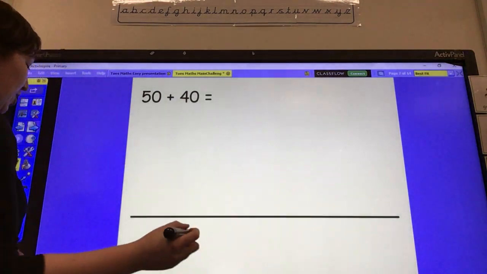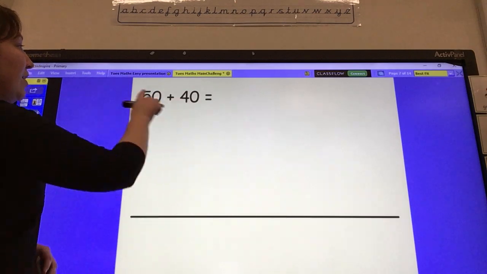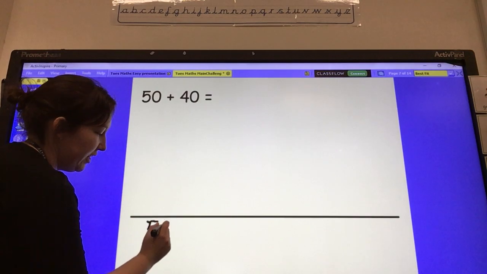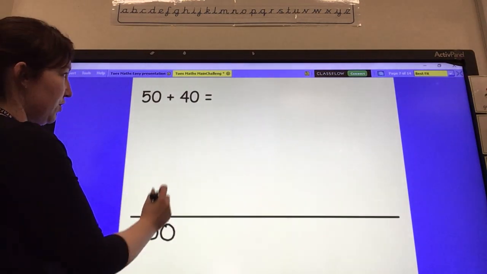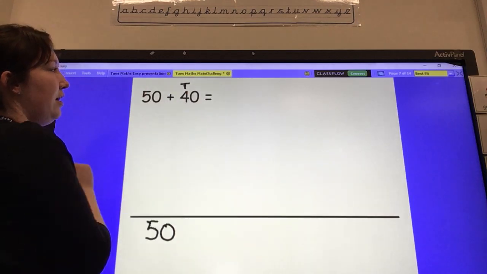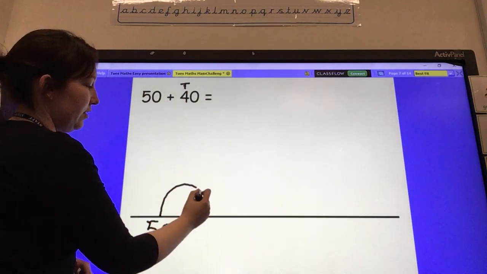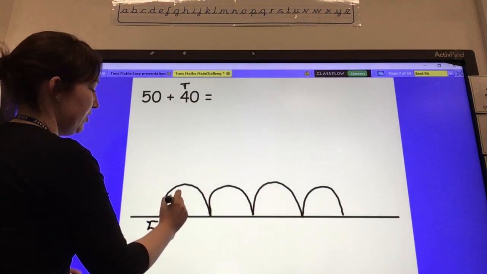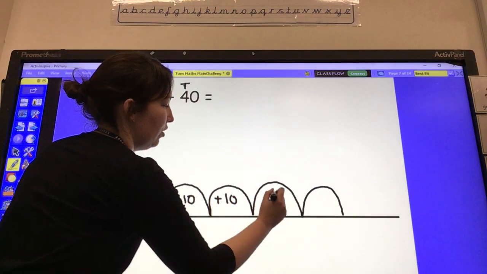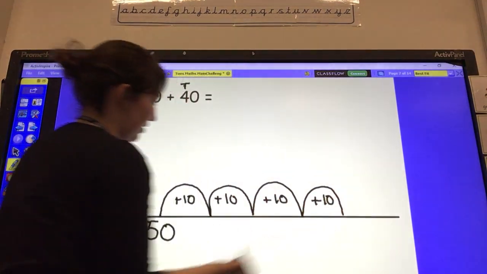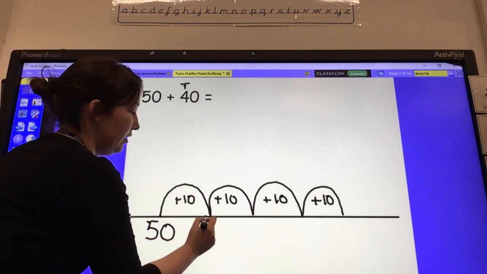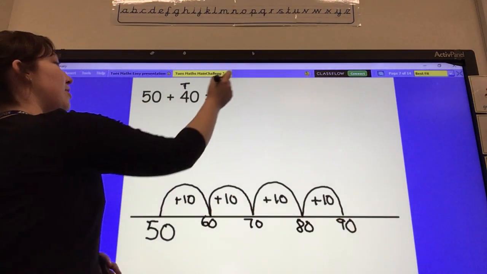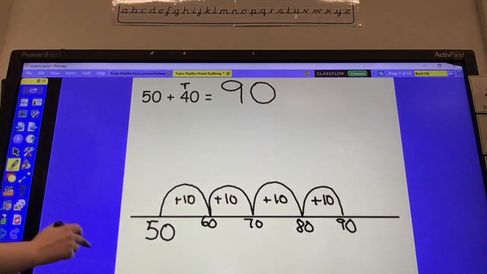Well done to everyone who's had a go. I think I'm going to change my pen colour this time. So 50, add 40. I'm going to start on 50, and I'm going to do 4 jumps of 10 because there are 4 10s in the number 40. So 10, 20, 30, 40, and the same thing, I'm going to label those jumps of 10. So let's count on in 10s from 50: 50, 60, 70, 80, 90. So the answer is 90.